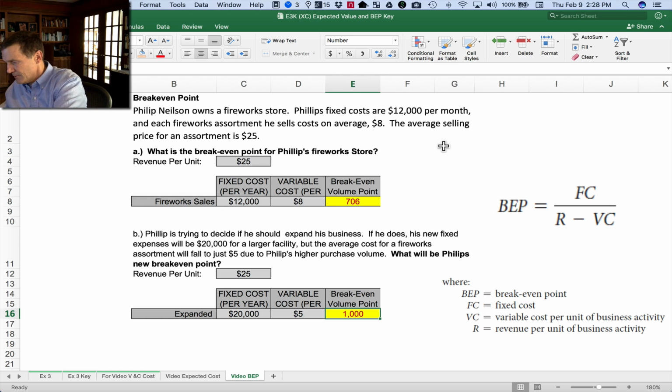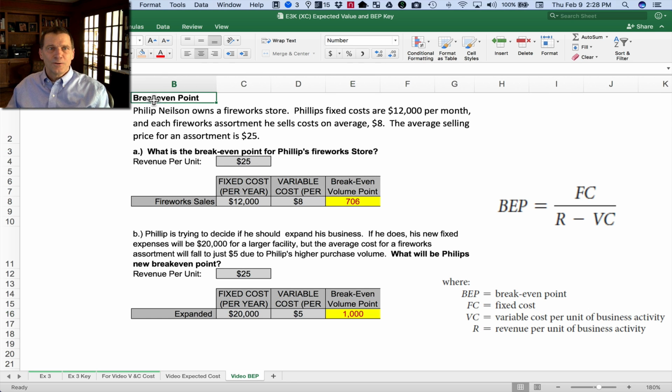And you can imagine that there's some other analysis you might do to continue down this path. If you owned that fireworks shop, you might do some scenarios of expected cost, expected value. But for this exercise, we just wanted to look at how to find that number. And that's what we did.